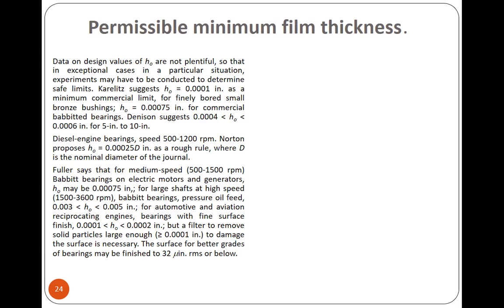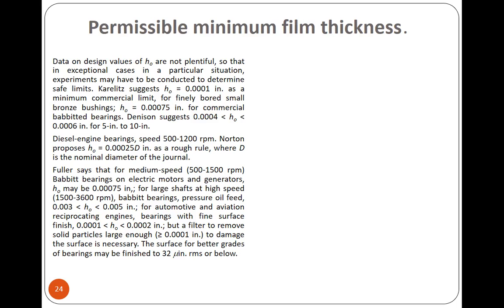So, di ba, kailangan hanap ka ng reference. Fuller says that for medium speed, that is 500 to 1,500 RPM, Babbitt bearings on electric motors and generators, h_o may be 0.00075 inch. For larger shafts at high speed, 1,500 to 3,600 RPM, Babbitt bearings with pressure oil feed, the h_o is equal to 0.003 to 0.005 inch.